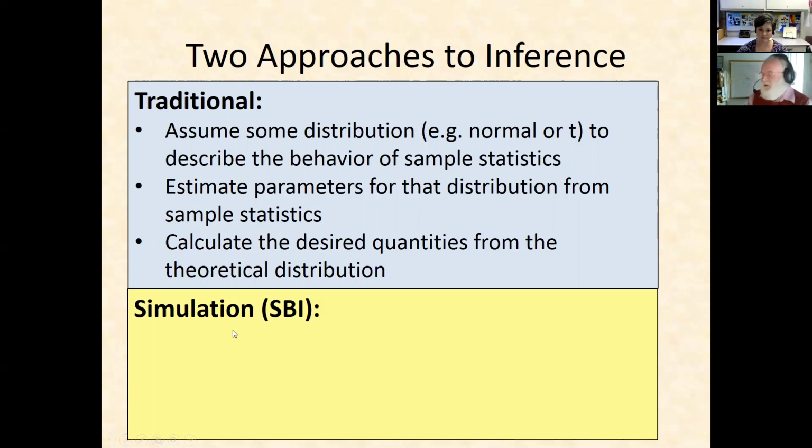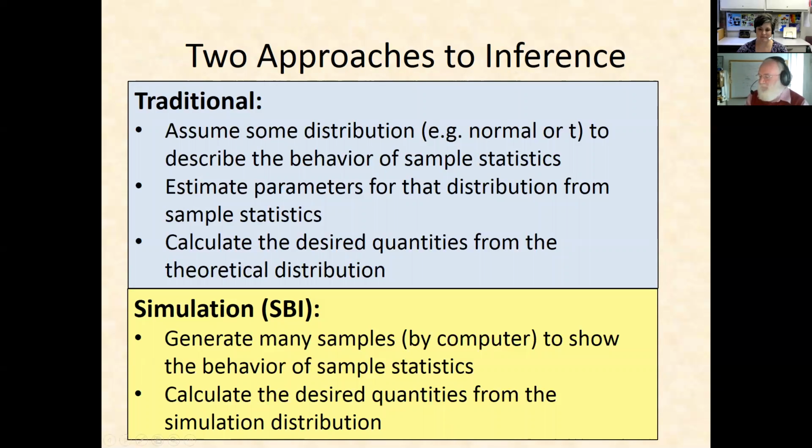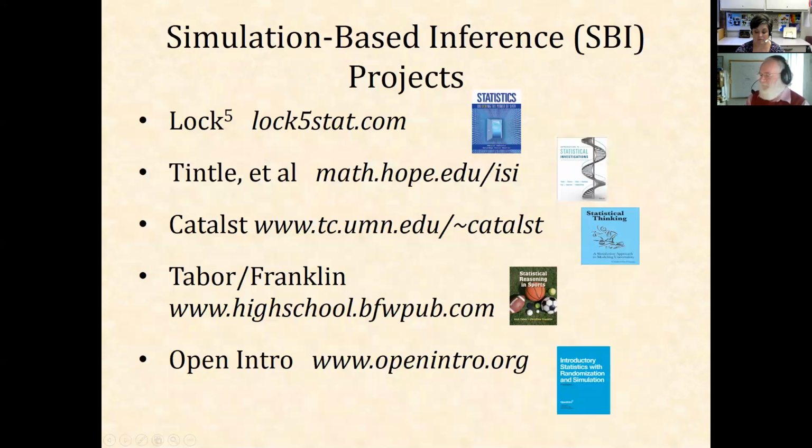And what the simulation approach does, and this SBI stands for simulation-based inference, is basically generate many, many samples via computer, have those show the behavior of sample statistics, and then calculate whatever quantities we want to find, like the endpoints of a confidence interval or the p-value for a test, from that simulated distribution. I'm going to talk about how we use this simulation-based approach. There are a number of projects out working on this now. The one that we're working on is a textbook.